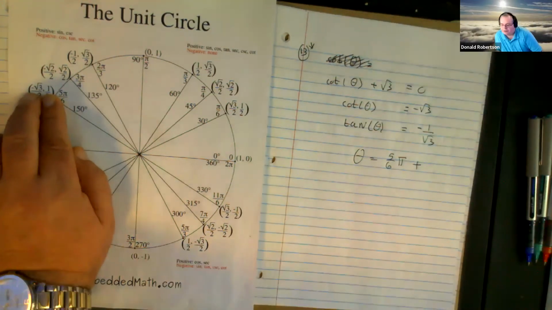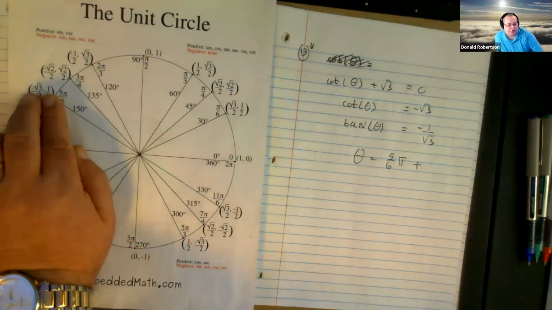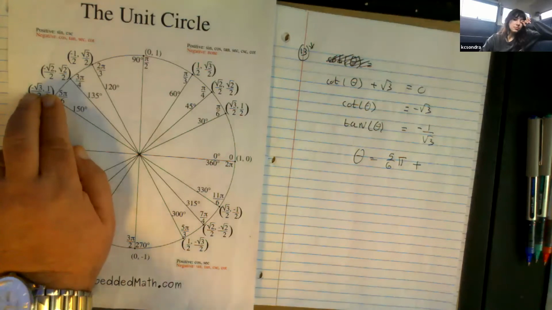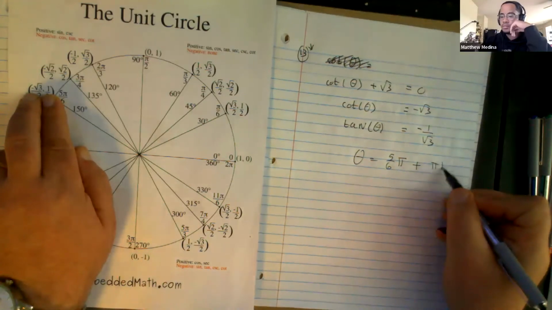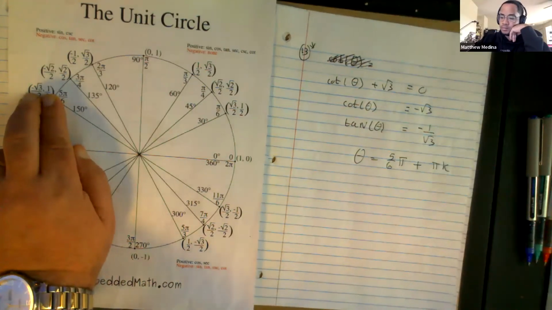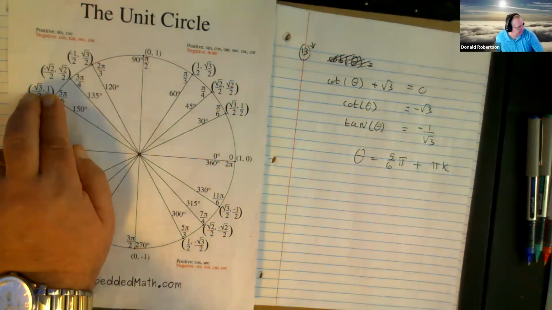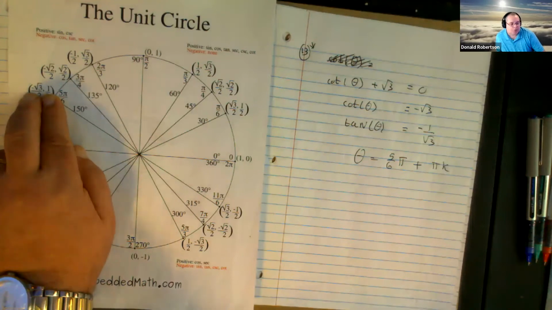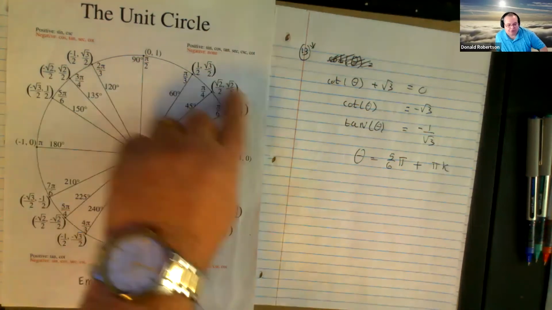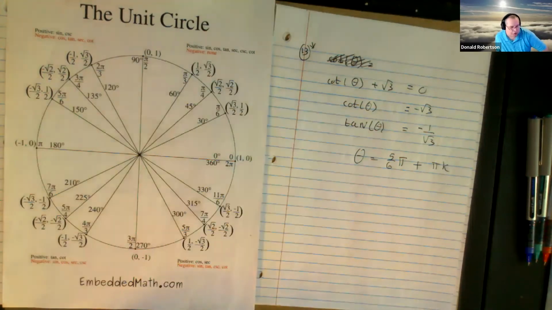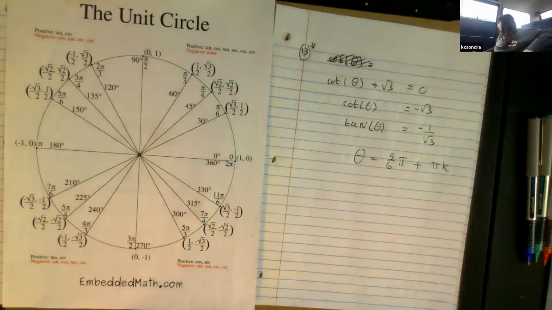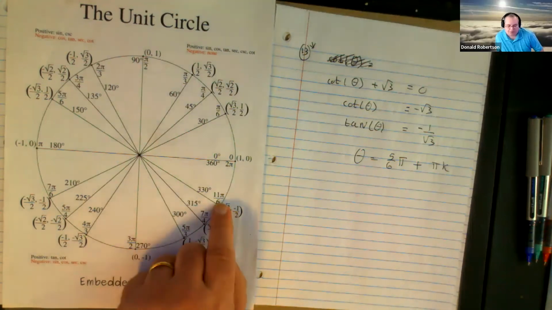What do you add to get the infinite solutions? Pi k. I hear that. Pi k? Not 2 pi k, but just pi k. Is there anywhere else on this unit circle where you would get, say again? 11 pi over 6. Yeah, that's one here.